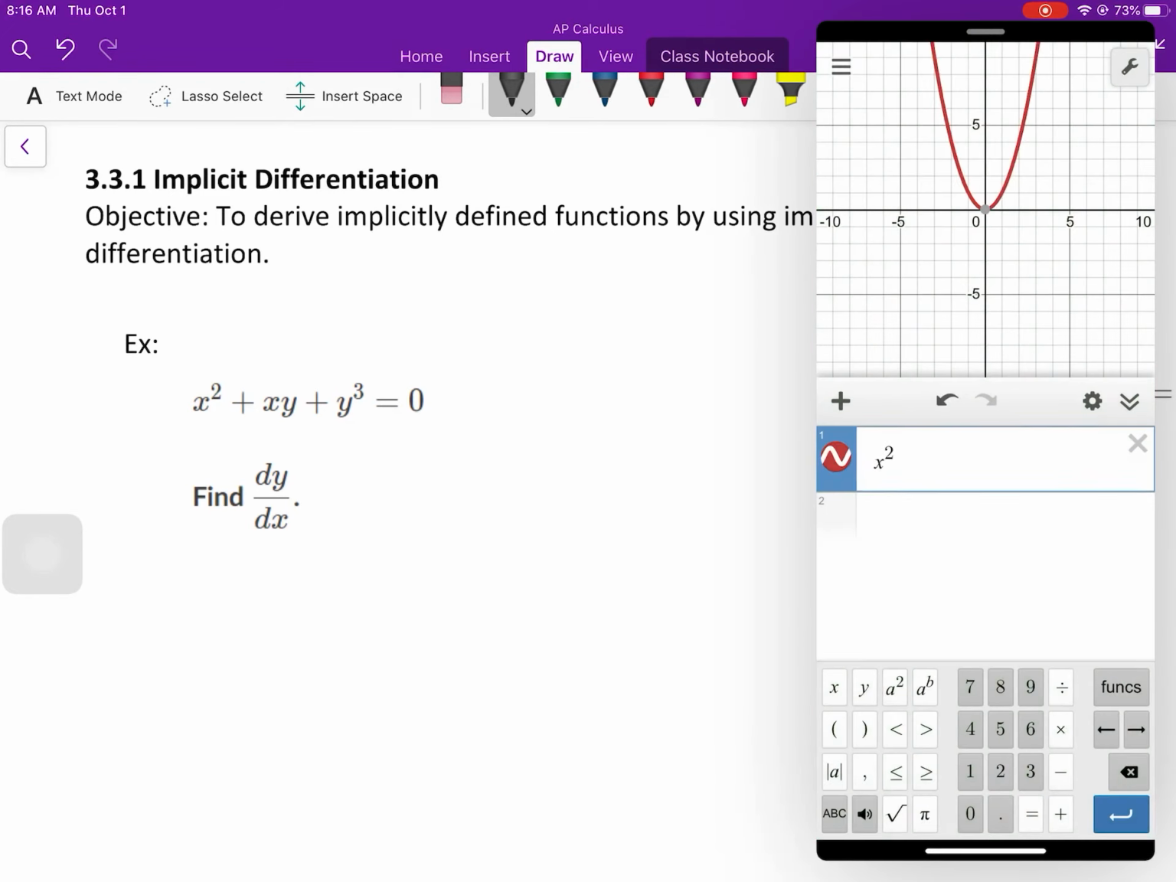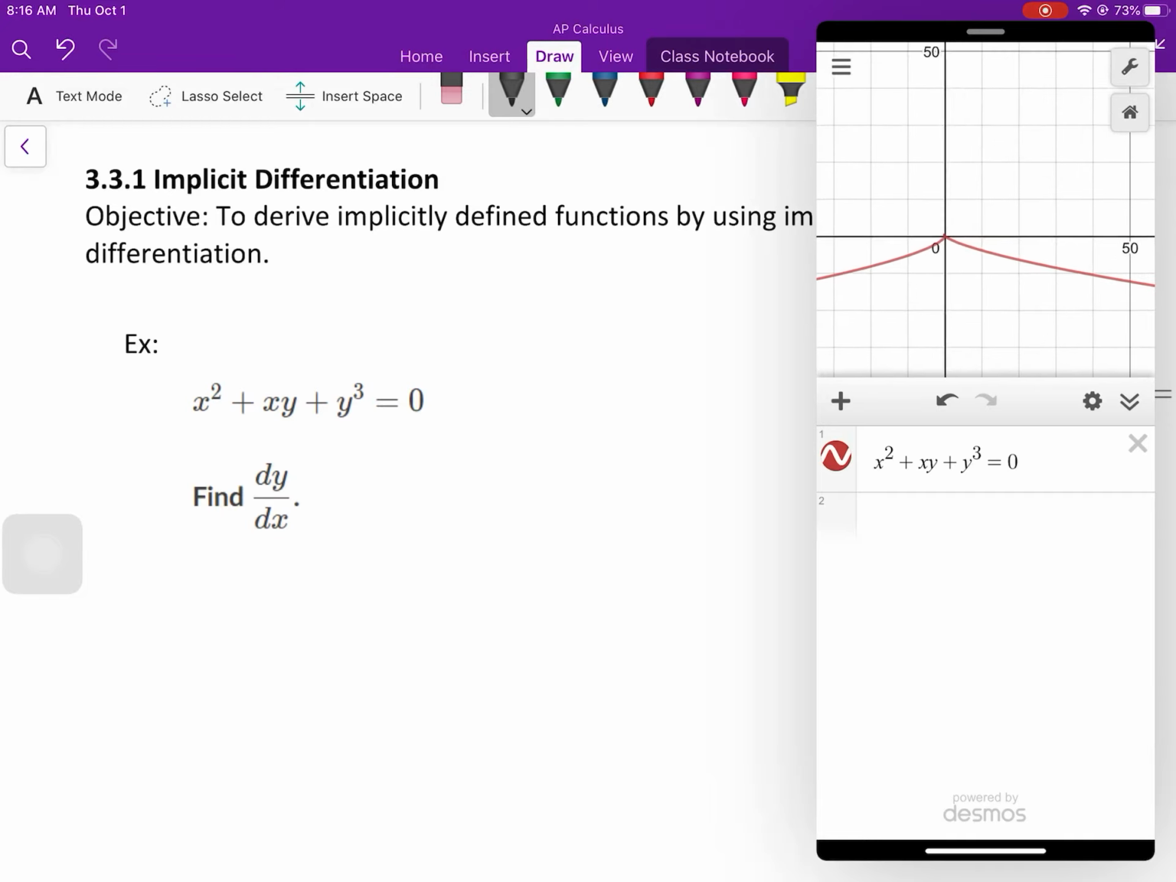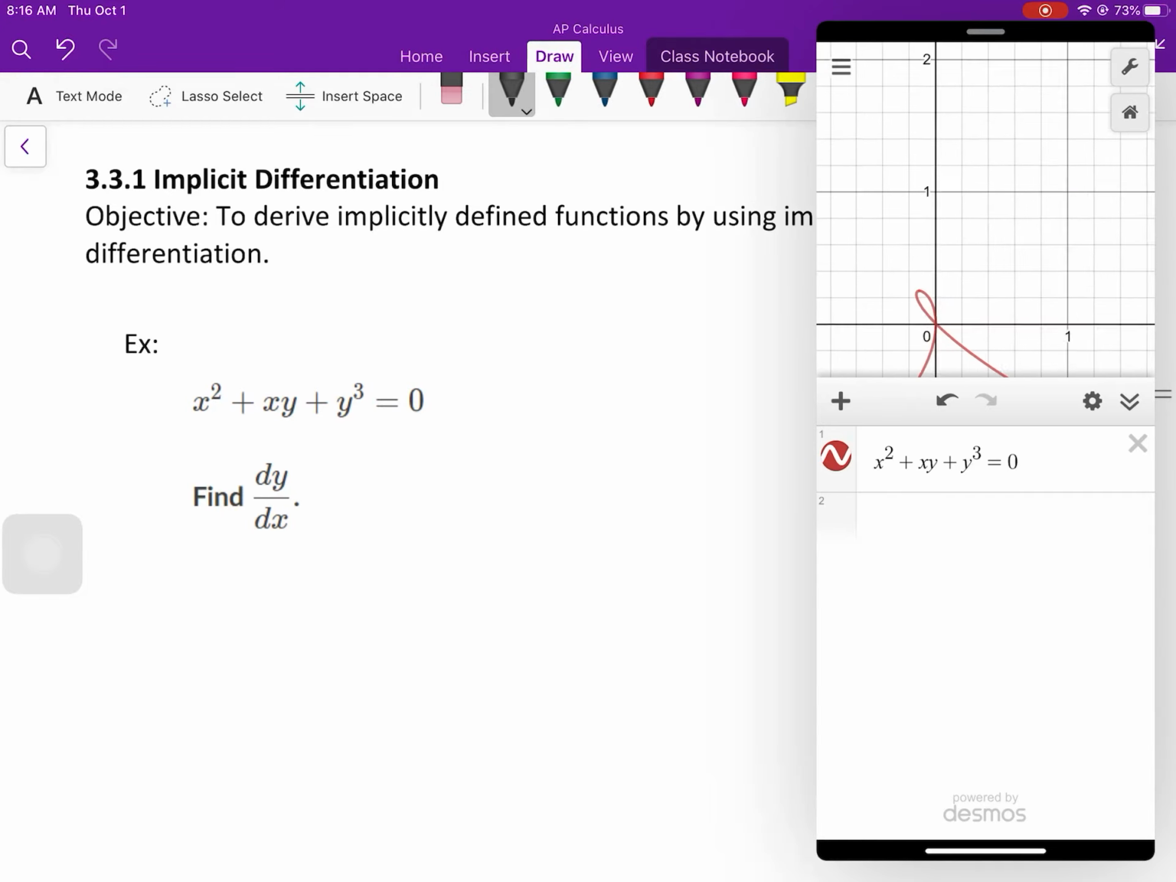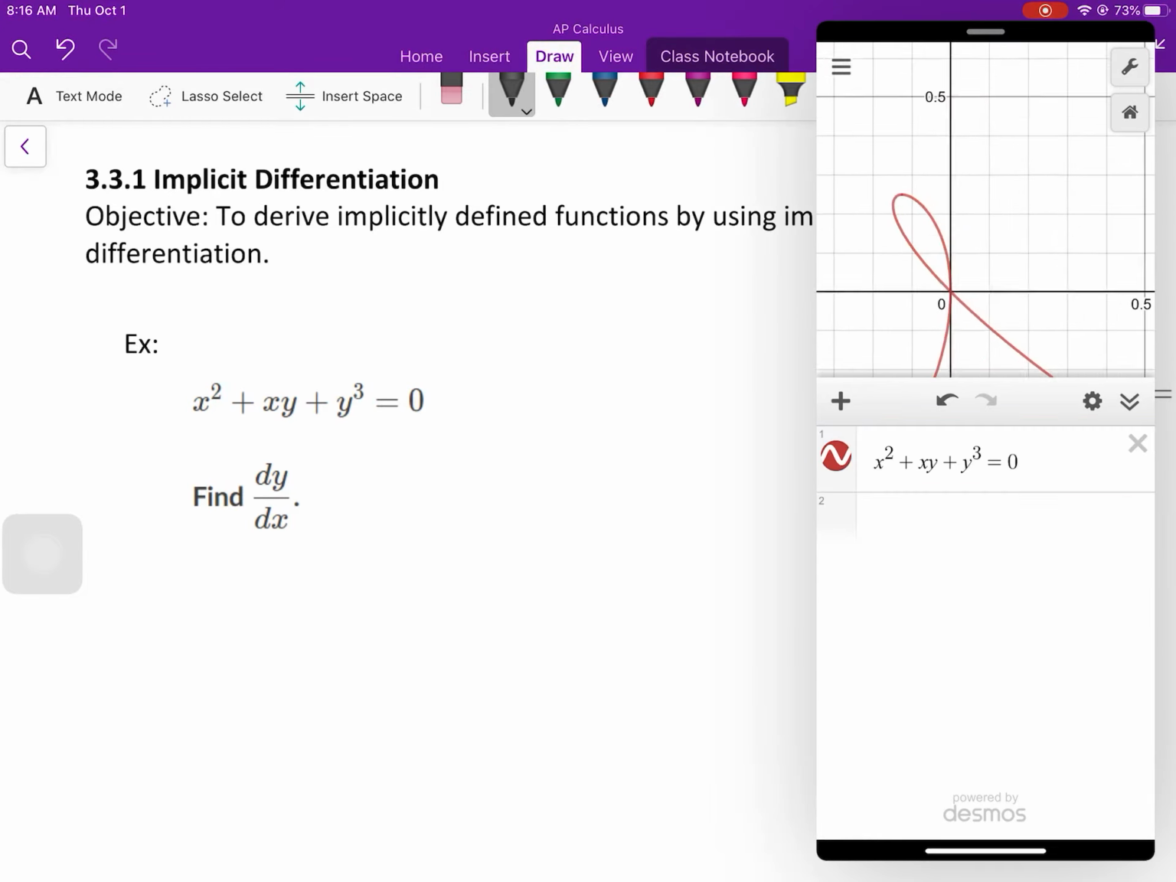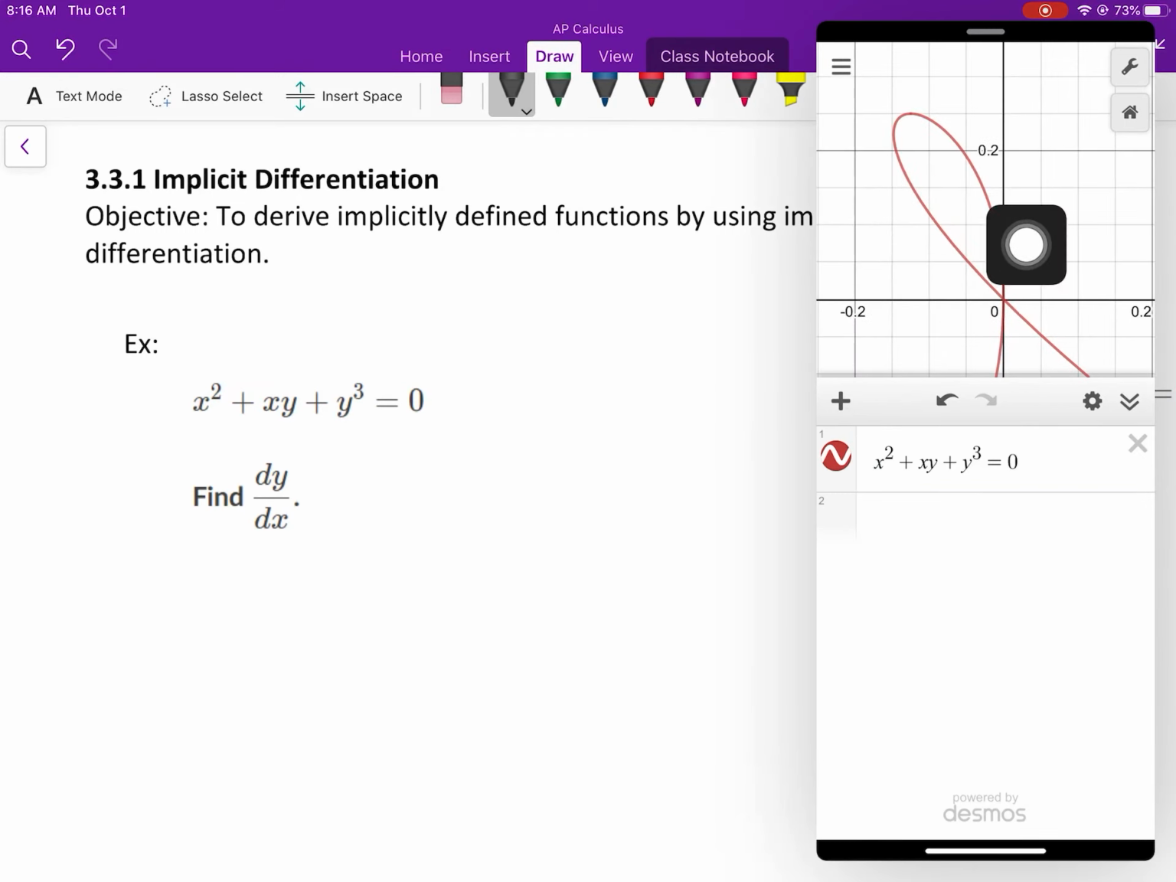So we have x squared plus xy plus y cubed equals 0. And I'm not sure if Desmos is going to allow us. I don't think they are actually. Oh, there it is. And so that's what the graph looks like. This one's a little bit boring, but you can see if we zoom in right here, we get this kind of loop. So it's not actually a function.